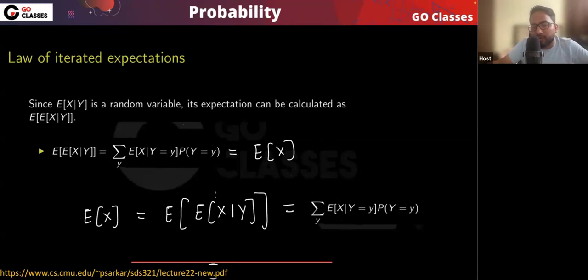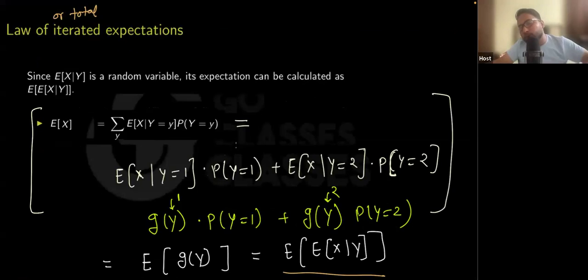So this particular quantity, you can look at it as an expectation of this quantity. Okay, expectation of which means this random variable.